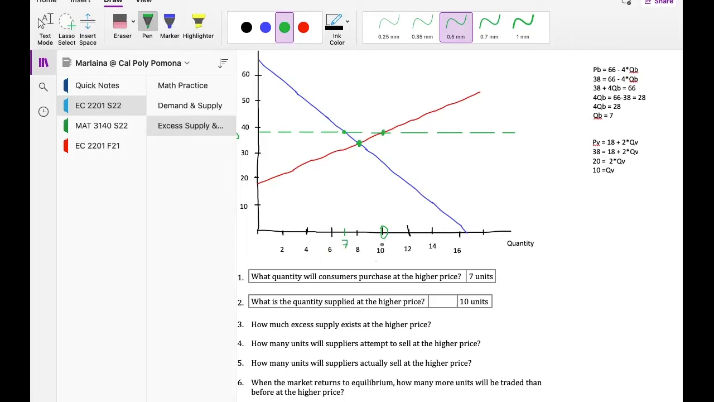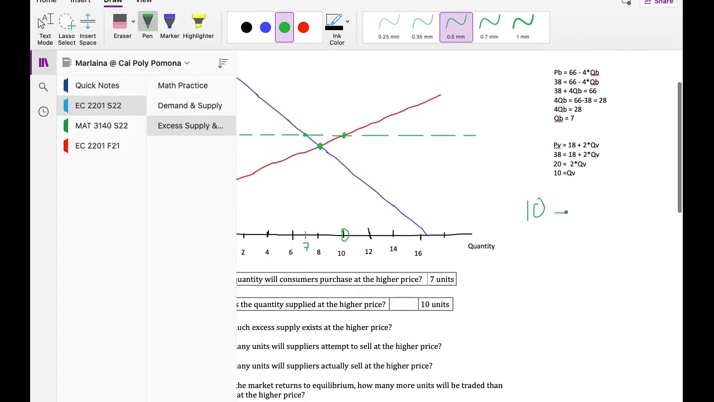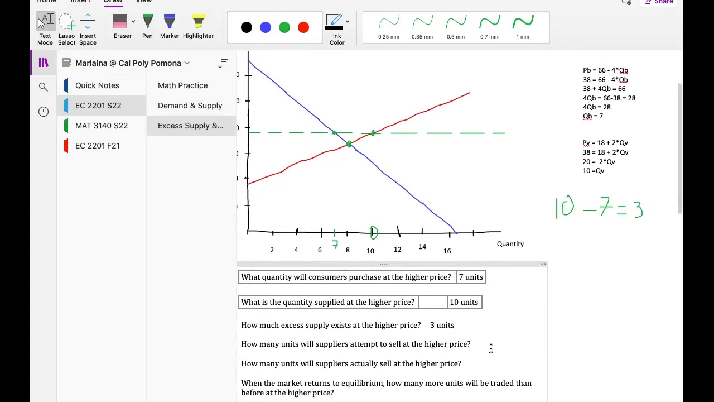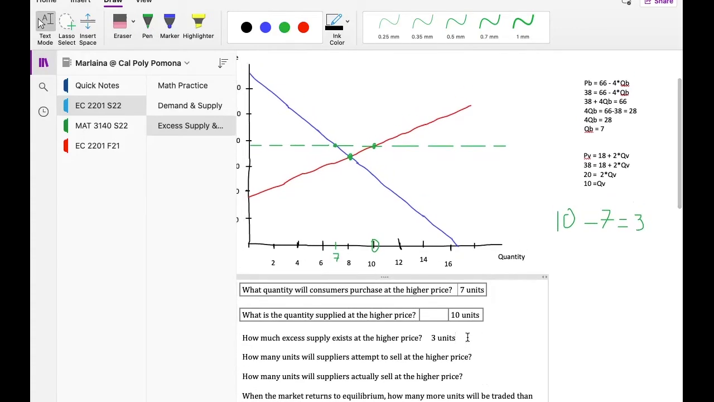then what's going to happen is there are going to be extra units left over that are not going to be sold. So that's going to be our 10 units being produced minus the 7 units that are actually being sold, means we're going to have 3 extra units that are not going to be sold. That's 3 excess units that no one's going to buy at this higher price. So our excess supply is going to be 3 units.